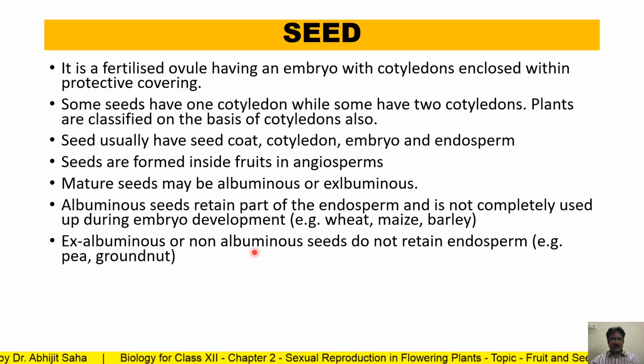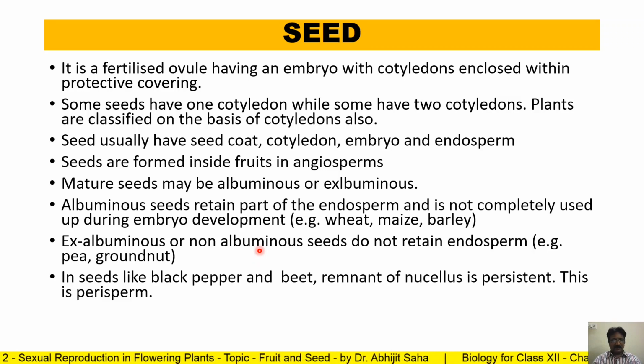Exalbuminous or non-albuminous seeds, they do not retain the endosperm. That means the whole of the endosperm is consumed by the developing embryo. Such type of seed can be found in pea and groundnut. But there are certain seeds like black pepper and beet where there is remnant of the nucellus. This persistent nucellus is called as perisperm.